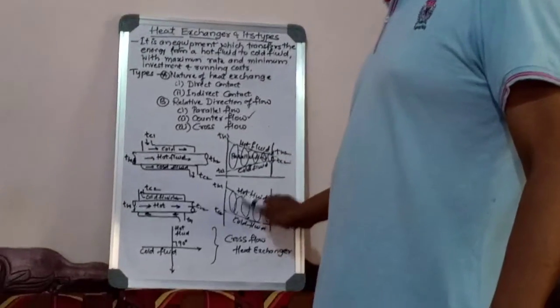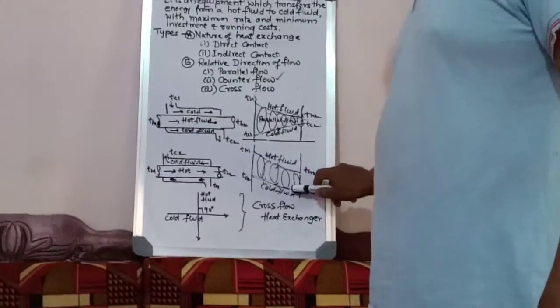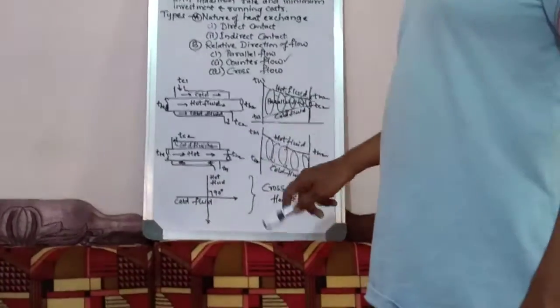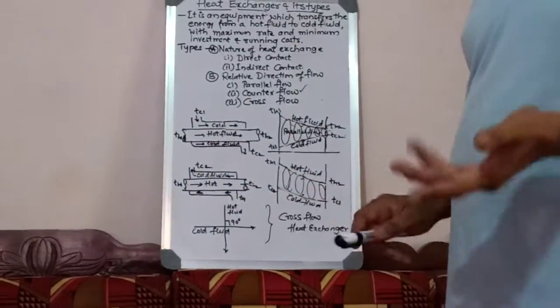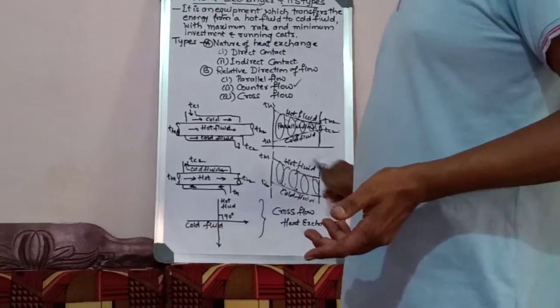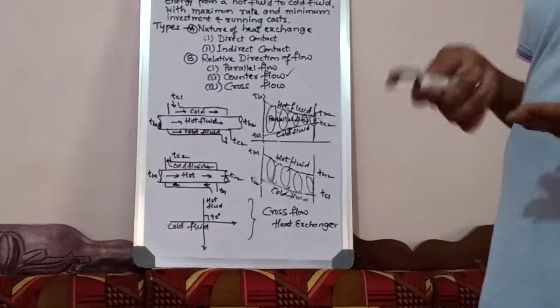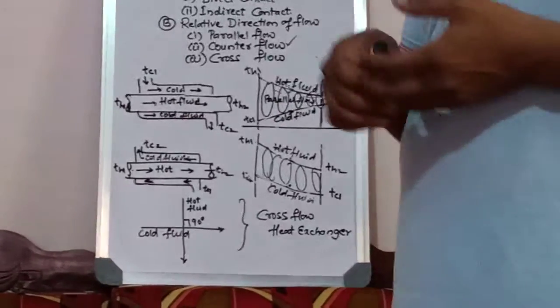So therefore, the temperature difference is continuously maintained because the cold fluid continuously encounters the hot fluid at a higher temperature. Because of that, we can see the high temperature difference is always maintained from starting point to end point. So TH1, TH2, TC1, TC2, the symbols will remain the same, the meaning will remain the same.